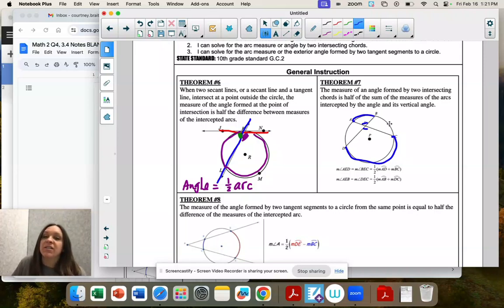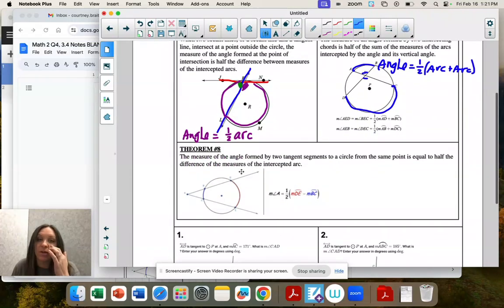So the theorem says if I take the angle, that equals 1/2 times the two arcs added together. And that happens every time, so it's called the theorem. So we're going to use that property.